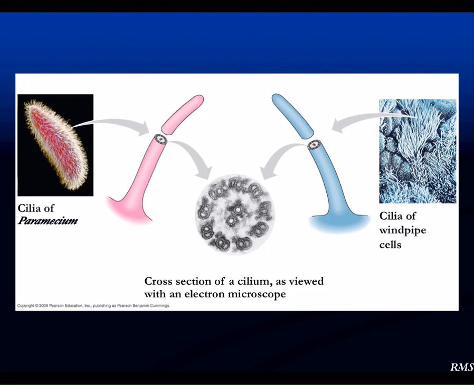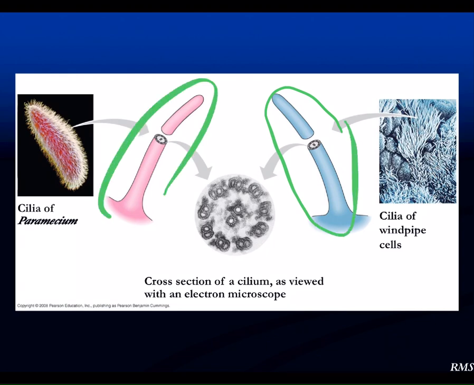through the water. But here's a cell, one of the cells in your windpipe called a pseudostratified ciliated columnar epithelial cell, and they also have cilia on it. And when you look at the cilia from human cells or the cilia from paramecium, they have this exact same protein arrangement inside of them.